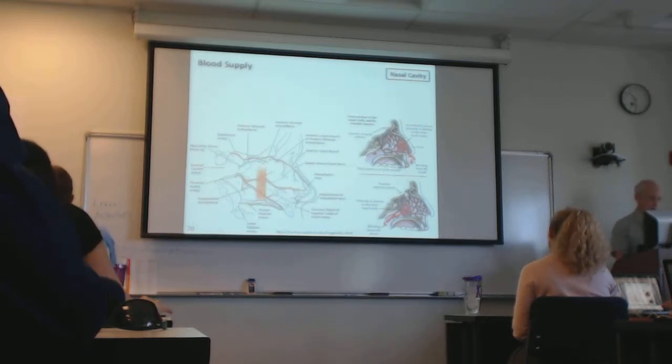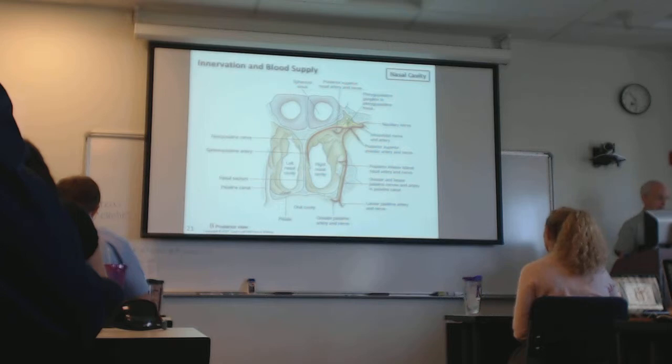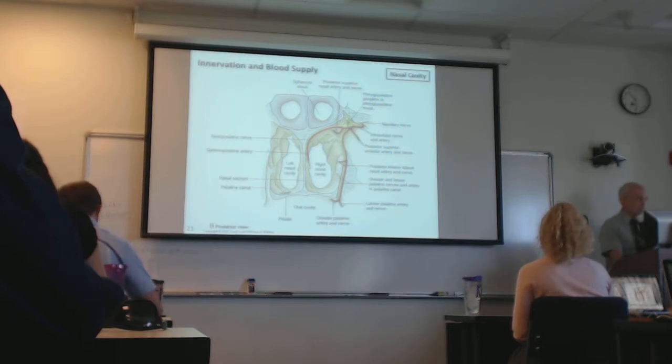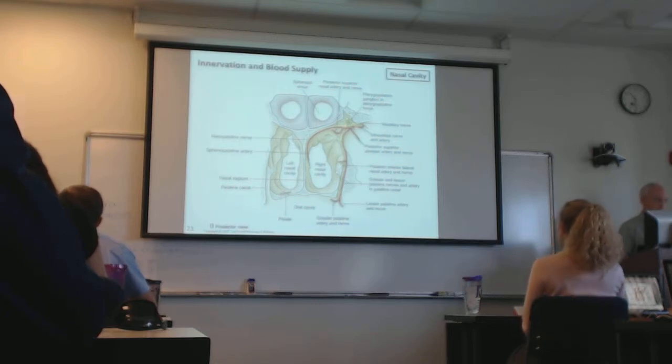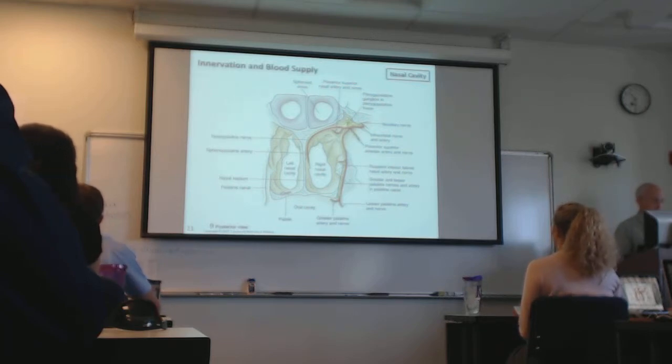Again, the ethmoid, sphenopalatine, and palatine branches. I'm not sure that this is terribly important. We can see the proximity of the sphenoid sinus, which we've talked about. You can see the relative proximity of the maxillary nerve, and then you can see these alveolar nerves descending laterally.